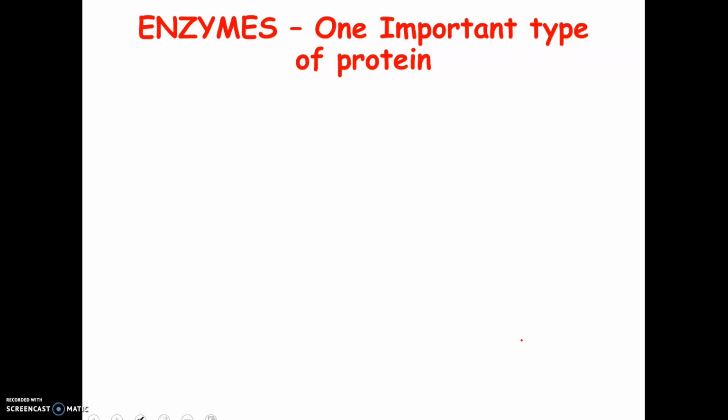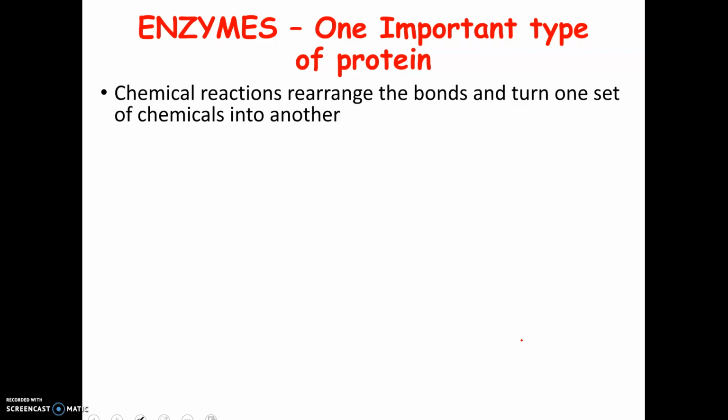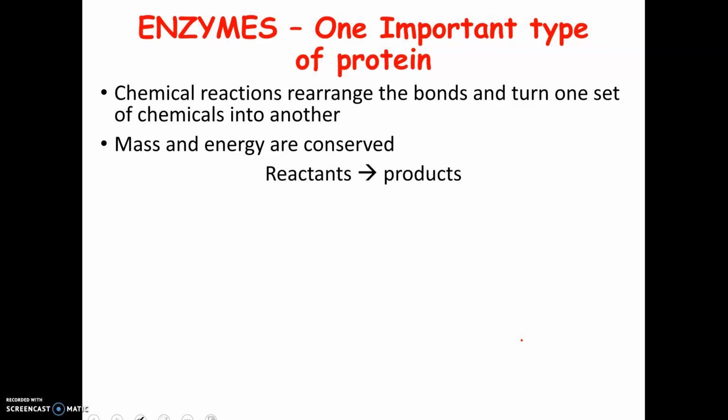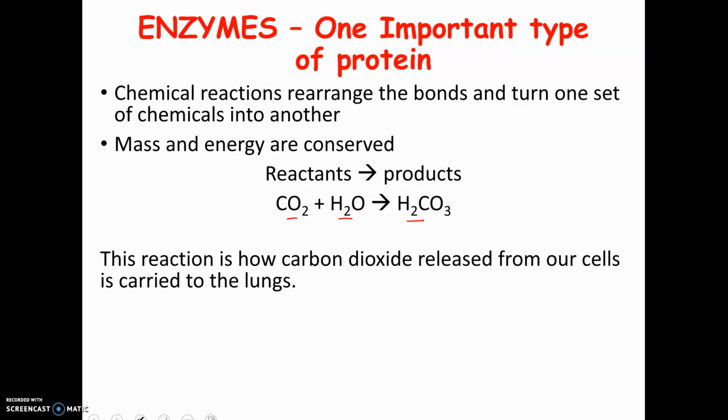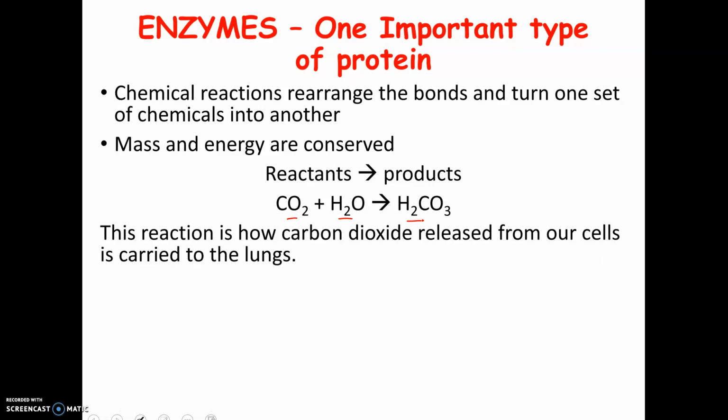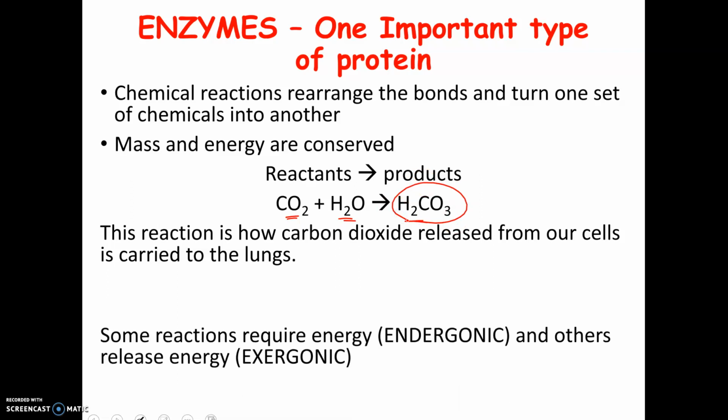Now, the last little section here is about enzymes, because they are a very specific, special kind of protein. So chemical reactions in your body, if you remember, rearrange molecules and atoms. Mass and energy are conserved, meaning that matter is not created or destroyed. For example, carbon dioxide may react with water and form carbonic acid. This is how you carry carbon dioxide to your lungs. Your cells make carbon dioxide, it reacts with water, and then it becomes this, and it's carried to your lungs where you get rid of it.